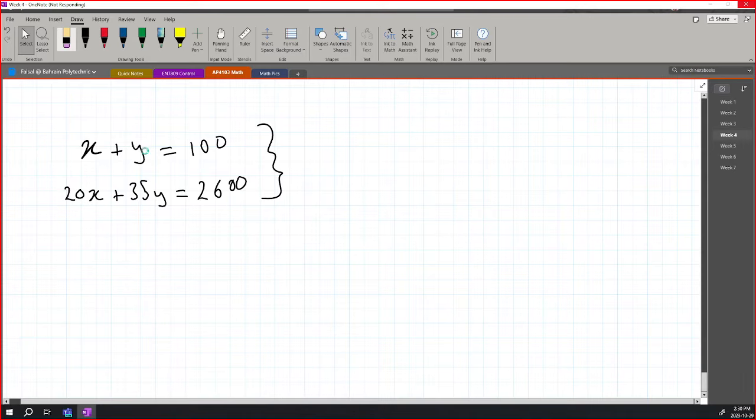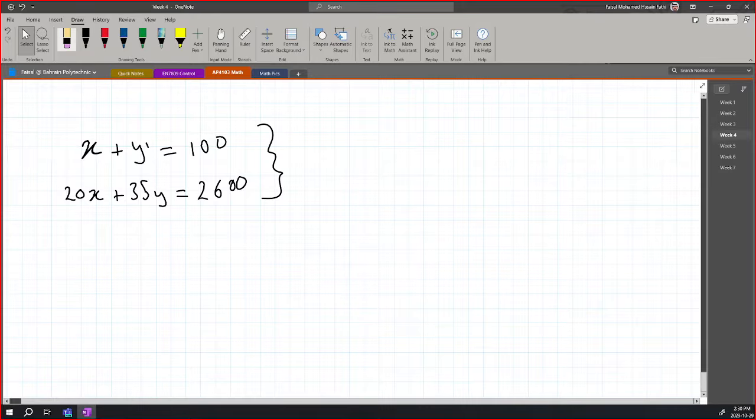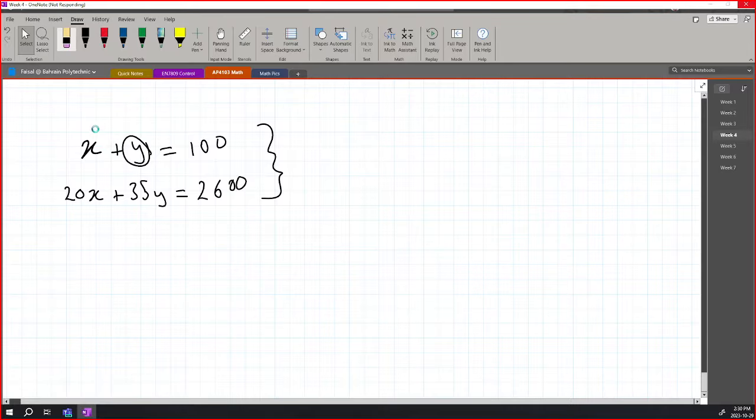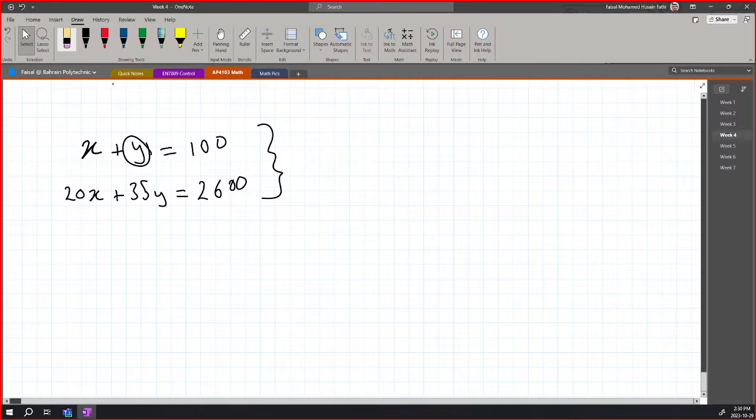So to cancel y we look for the y that is alone, and then we will multiply here with a number. We look at the signs first. The sign here is plus, here plus. Because they are both positive, we have to multiply by a negative number.